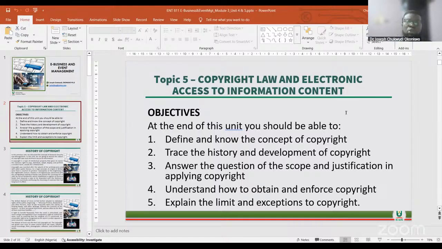Every student should be able to obtain and enforce copyrights whenever there is a violation or someone is impeding or using your work without your authorization. We also want to say that every student should be able to explain the limits and expectations of copyrights.